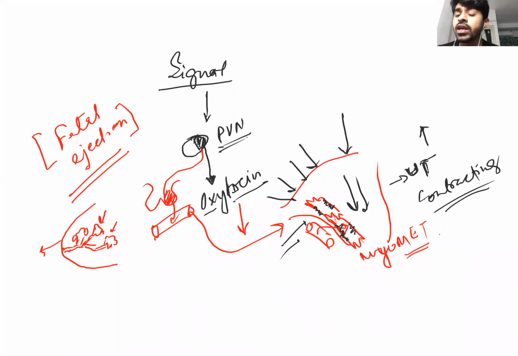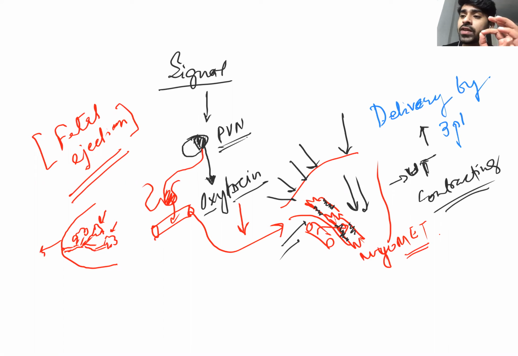The next thing, which is very, very important, you have to remember: when the uterus is contracting, there will be three phases. There will definitely be delivery, but the delivery will occur via three phases, three stages.